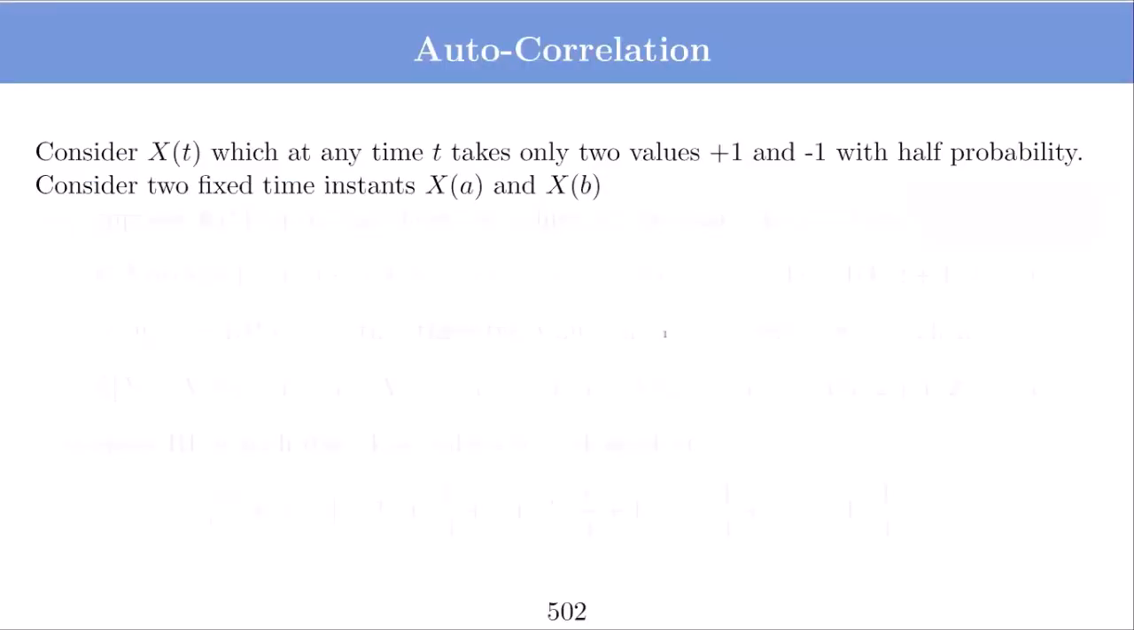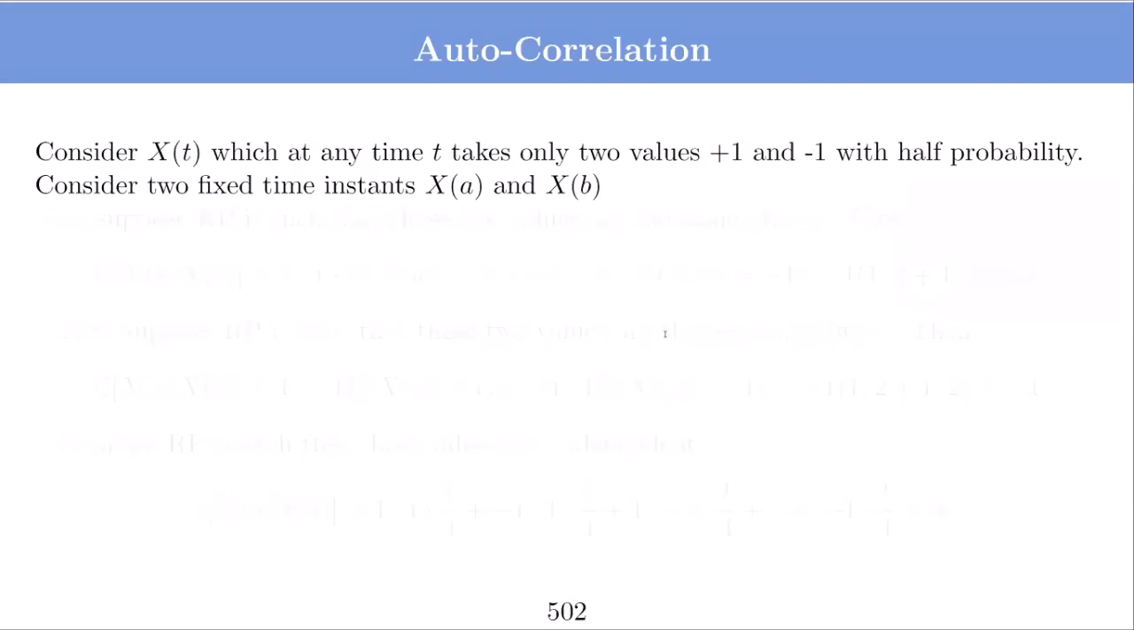Now we will try to understand what autocorrelation and power spectral density tell about the random process. So we will start with one example. Let's take a random process X(t), and suppose at any time it takes only two values, +1 or -1, and both values are taken with half probability.